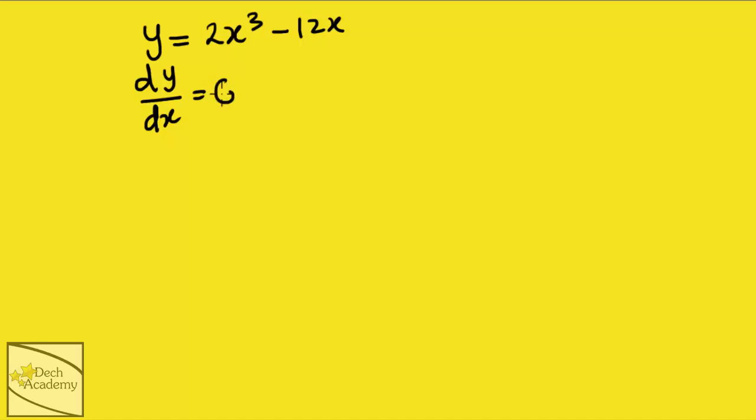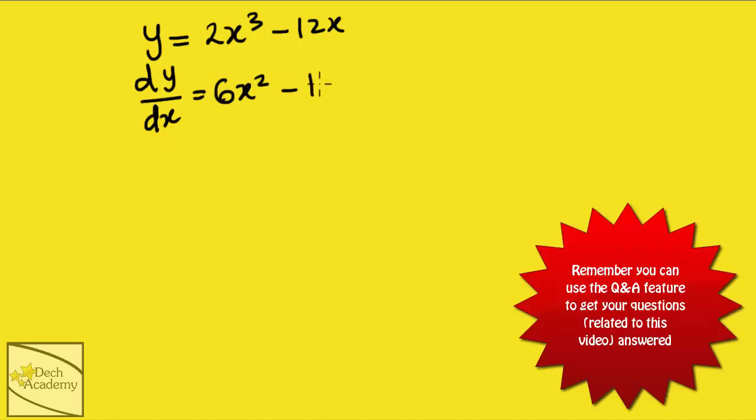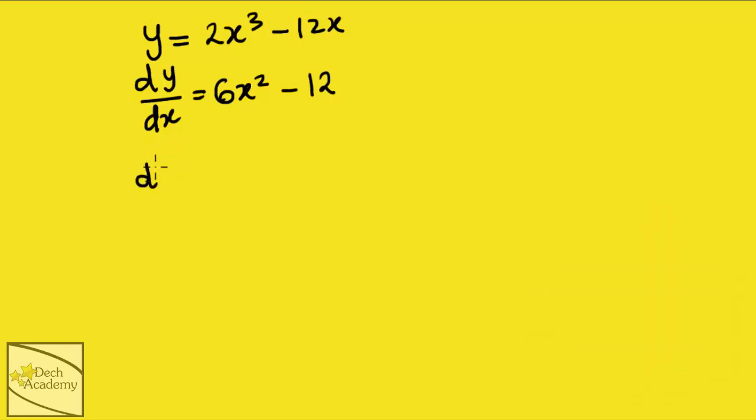So let's focus on this example. This is a function y is equal to 2x cubed minus 12x. In order to determine the nature of the stationary point of this function, you need to determine the sign of the second derivative. So let's find the first derivative, dy/dx. Differentiating this right hand side gives 6x squared minus 12. Differentiating again to obtain the second derivative gives 12x minus 0, so 12x.